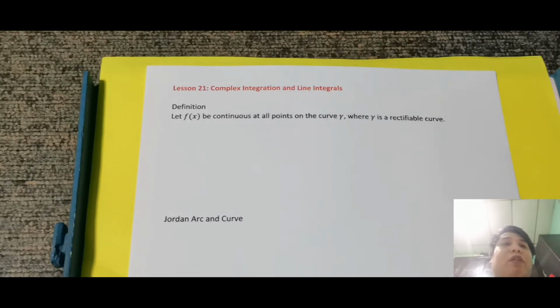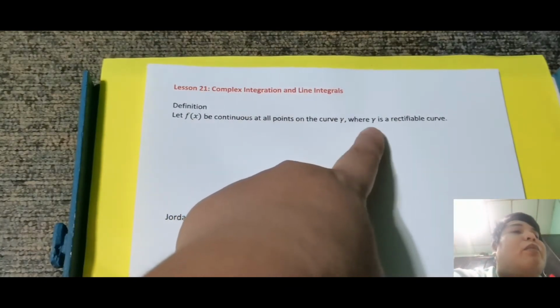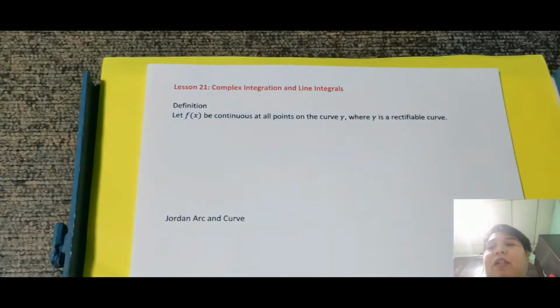Let f of z be continuous at all points on curve gamma, where gamma is a rectifiable curve. So what is a rectifiable curve? Yung curve na having finite length. Ulitin ko, gamma is a rectifiable curve, yung merong finite length. Ano ibig sabihin ng finite length? Meaning kaya mong masukat or may length siya, kasi nga line integral yung sinusukat natin dito.